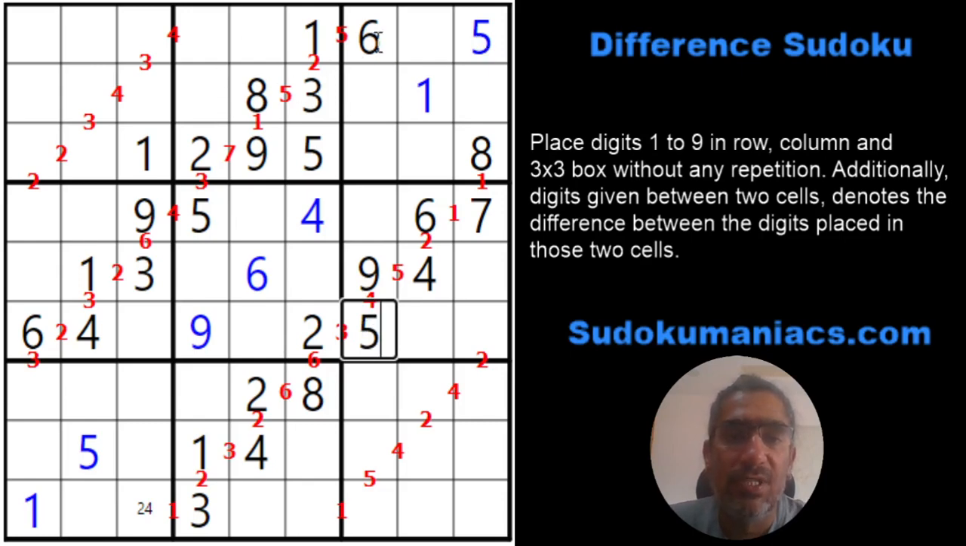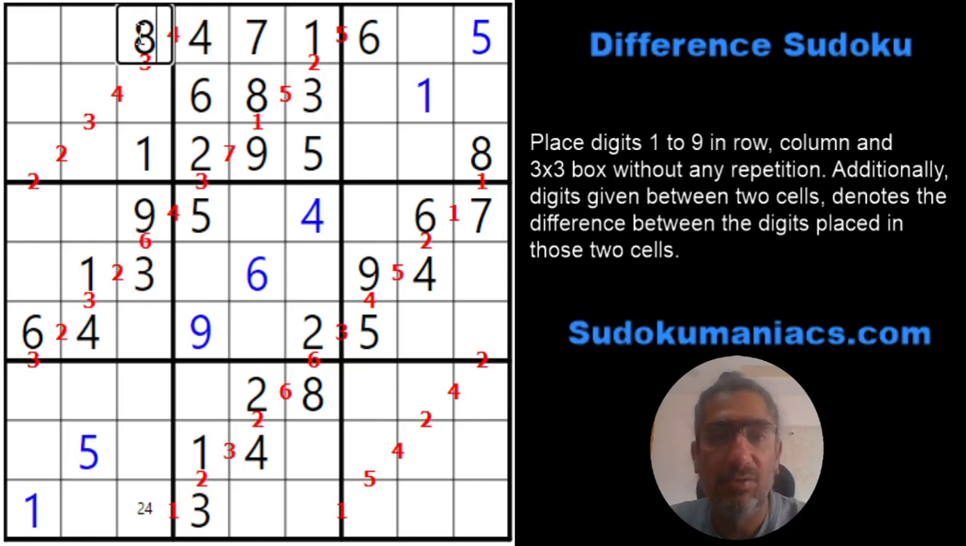1, 2, 3, 4, 6, 7. 6 cannot be here. So this is, sorry, a 6. I have a 4 and a 7. But this is a 4. So that's a 7 with a 4. 4 with a difference of 4. It cannot be a 0, so it has to be an 8. 8 difference of 3 is a 5. So for a 5, difference of 4, 1 or a 9. We got a 1. So that's a 9. Difference of 3 is a 6.